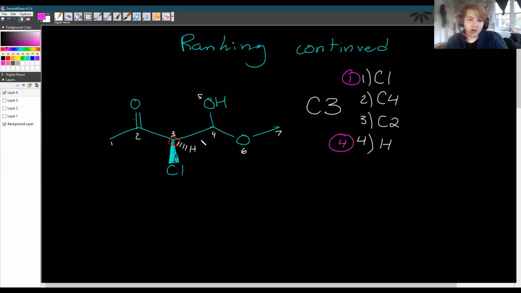So what is carbon 4 bonded to? Well, carbon 4 is bonded to an oxygen. It's bonded to an oxygen. And it's bonded to a hydrogen, right? Don't forget that there's a little hidden hydrogen right there. What is carbon 2 bonded to? Well, it's bonded to carbon 1, which for a reason that I'm going to tell you in a second, I'm going to put last.